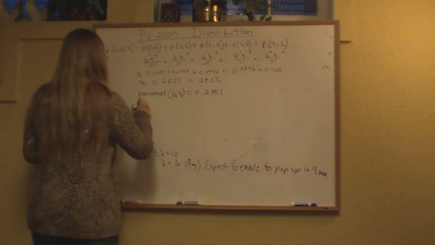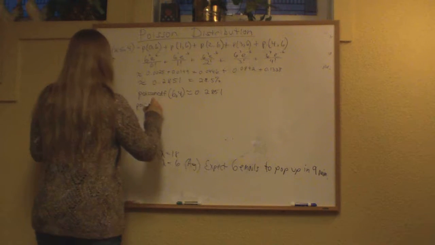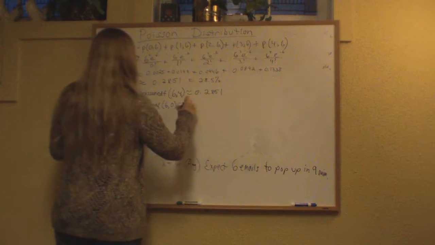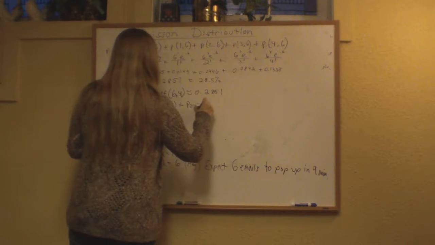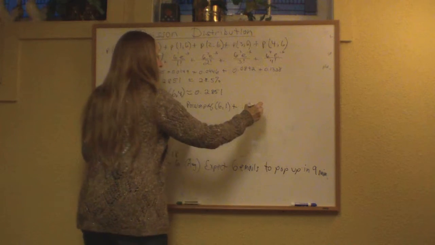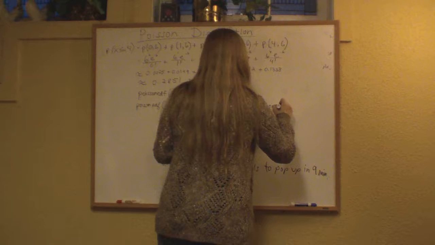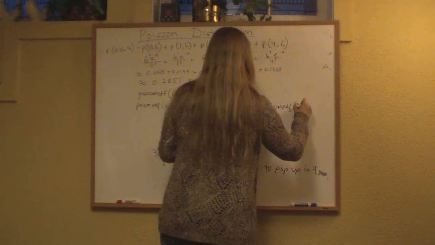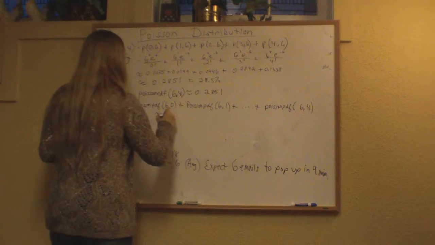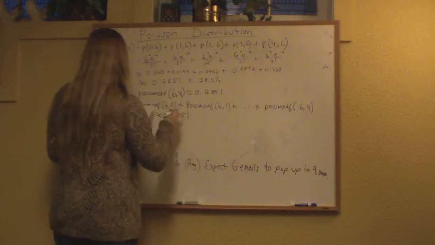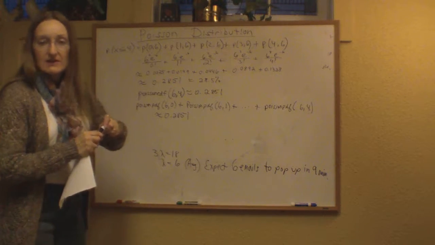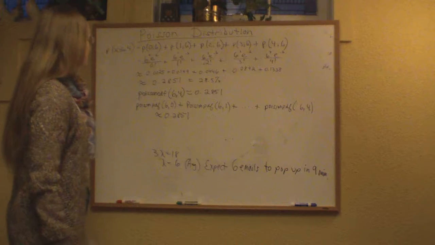You would just do Poisson PDF of 6, 0 plus Poisson PDF of 6, 1 plus, I'll put them all down, but then you do Poisson PDF of 6, 4. And doing it this way, you'll also get the same thing. What's nice about the calculator is it saves a lot of time with some of these computations that get very complicated very quickly.